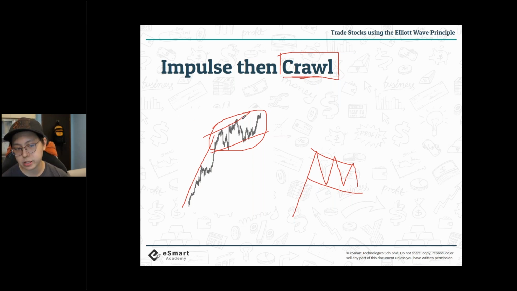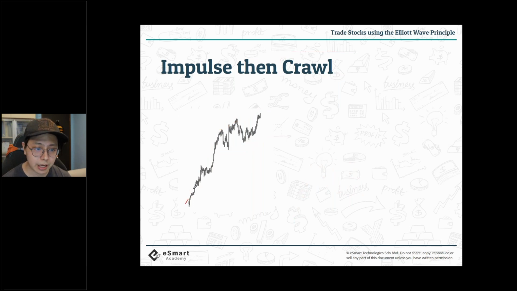The development of it is slow. So the idea here is when you see an impulse, a very strong momentum to the upside, and then after that price starts to slow down, what it's telling you is that there is a lack of momentum to the upside already. The energy level is not there anymore. There's a higher chance this will come down.